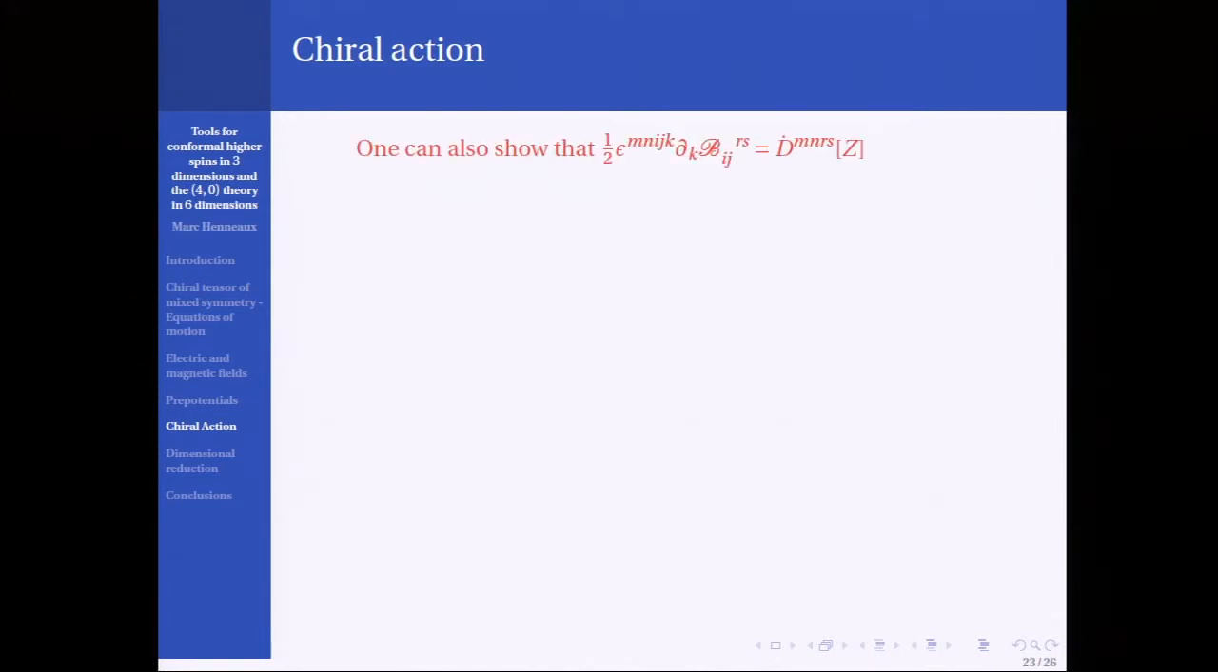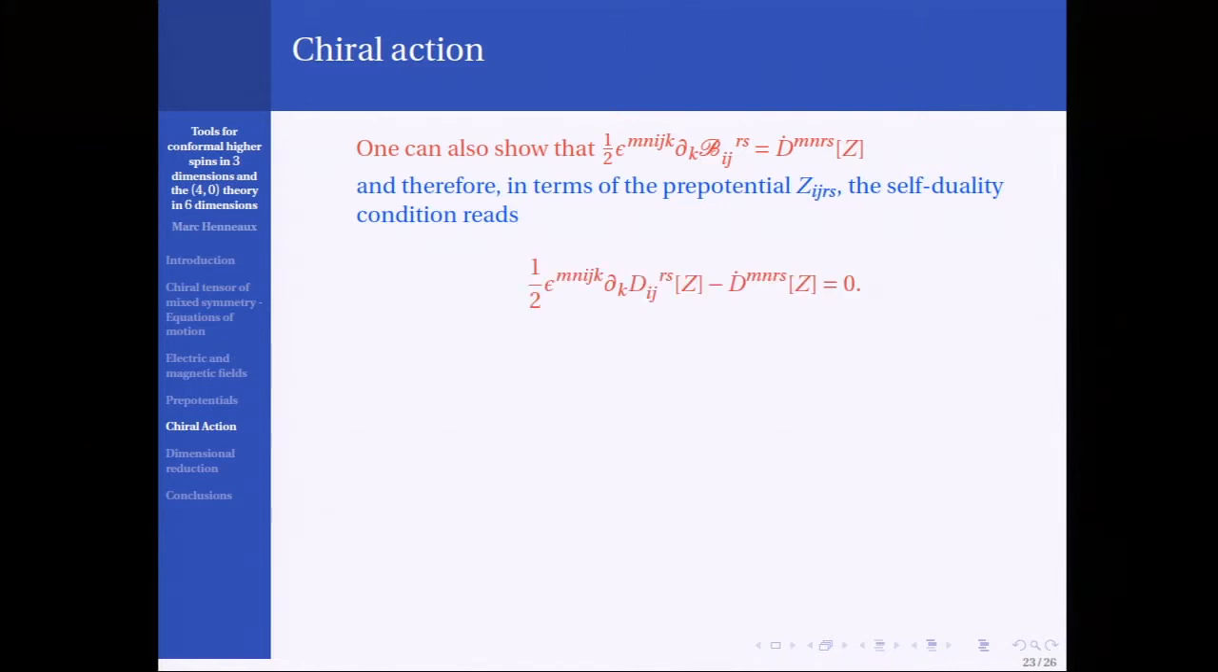So first of all, you can rewrite the magnetic field that contains the time derivatives of the T field. Well, what appears in the equations of motion is the curl, remember? So it turns out that this is precisely the Cotton tensor, not of Z, but of Z dot, which you can write like this. And so the self-duality conditions read this in terms of the prepotential. This is the expression involving the magnetic field, and this is the expression involving the electric field.